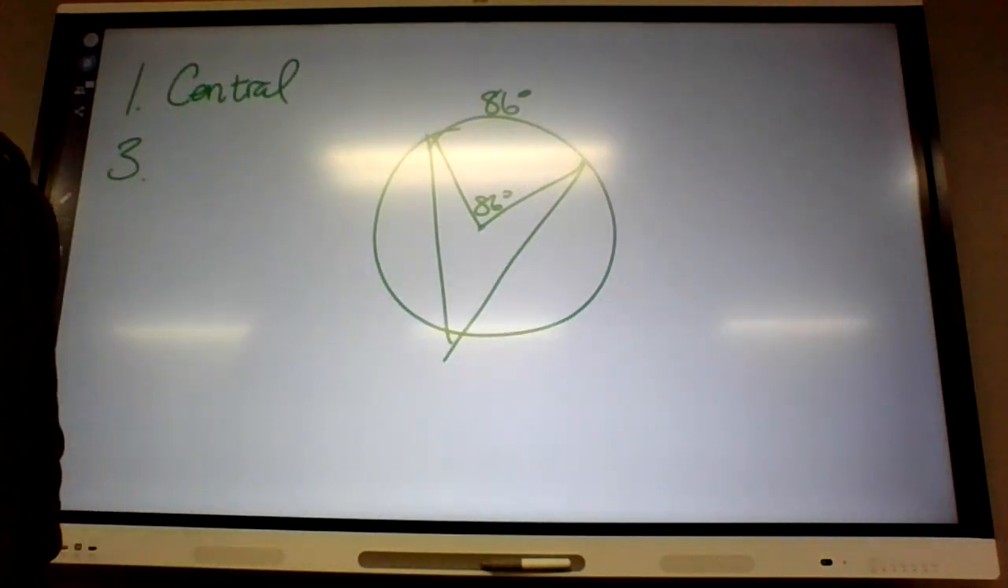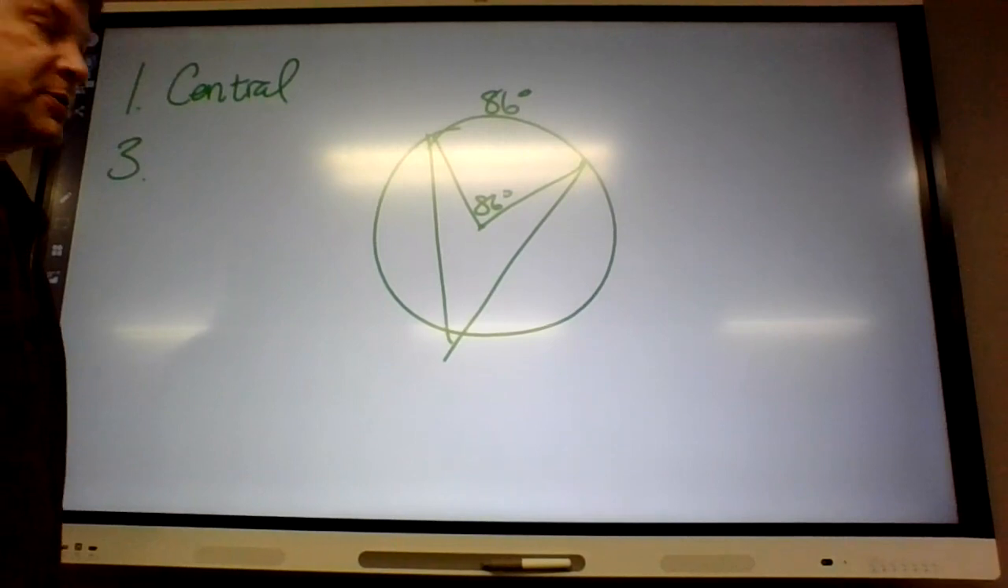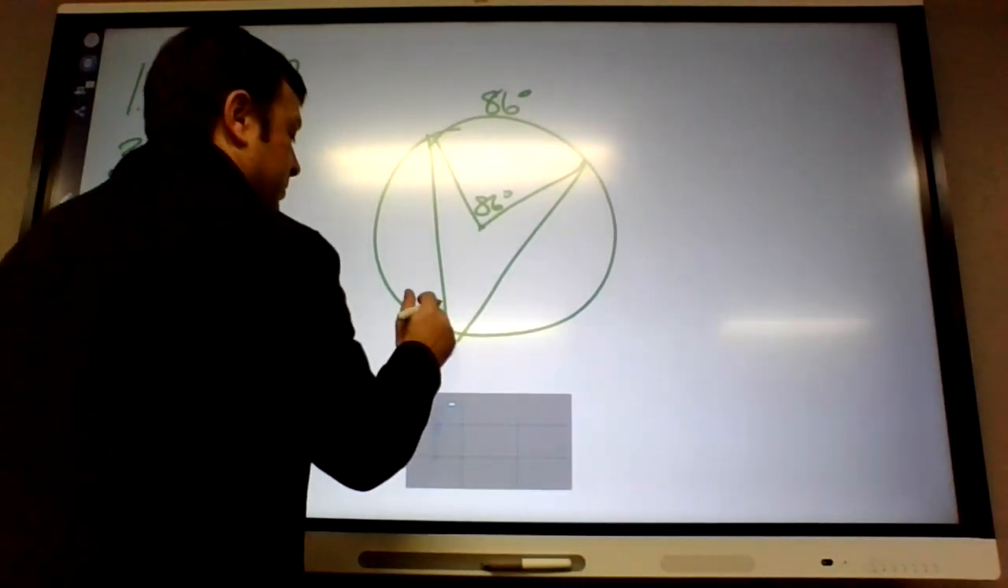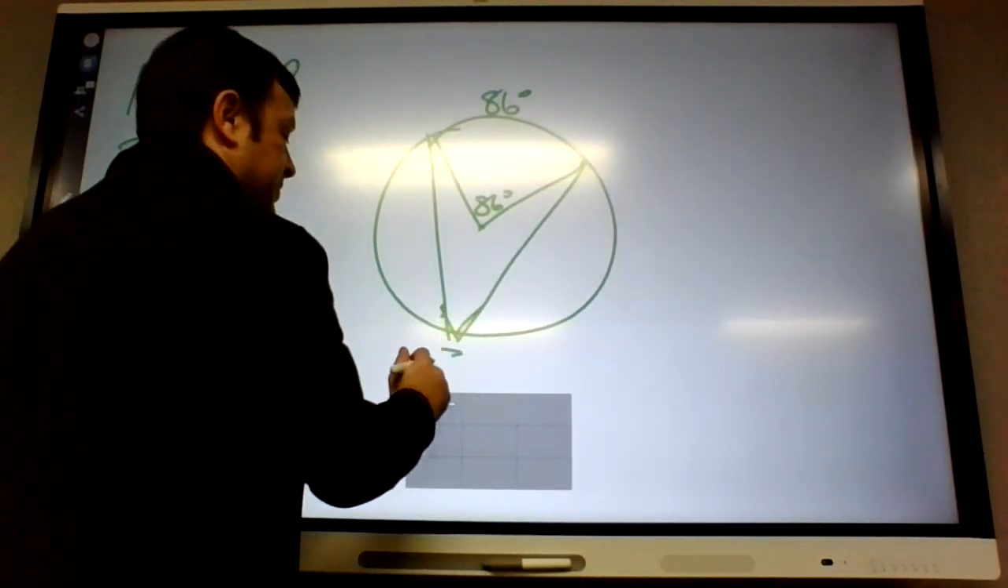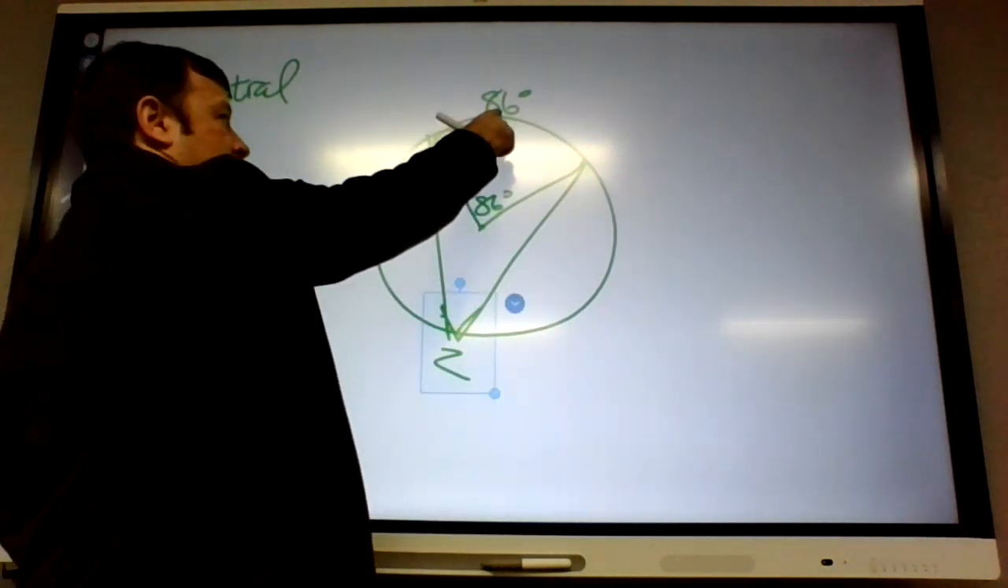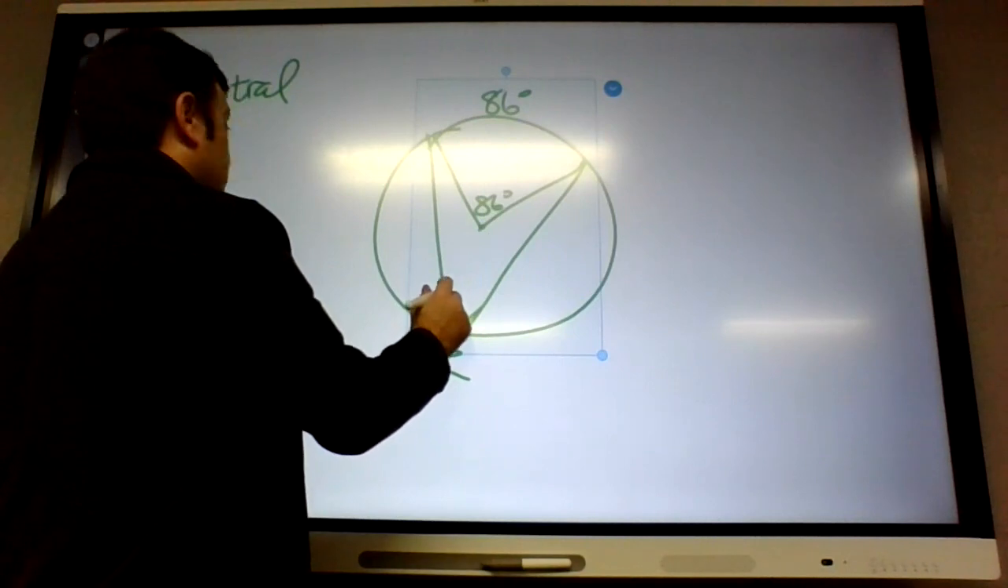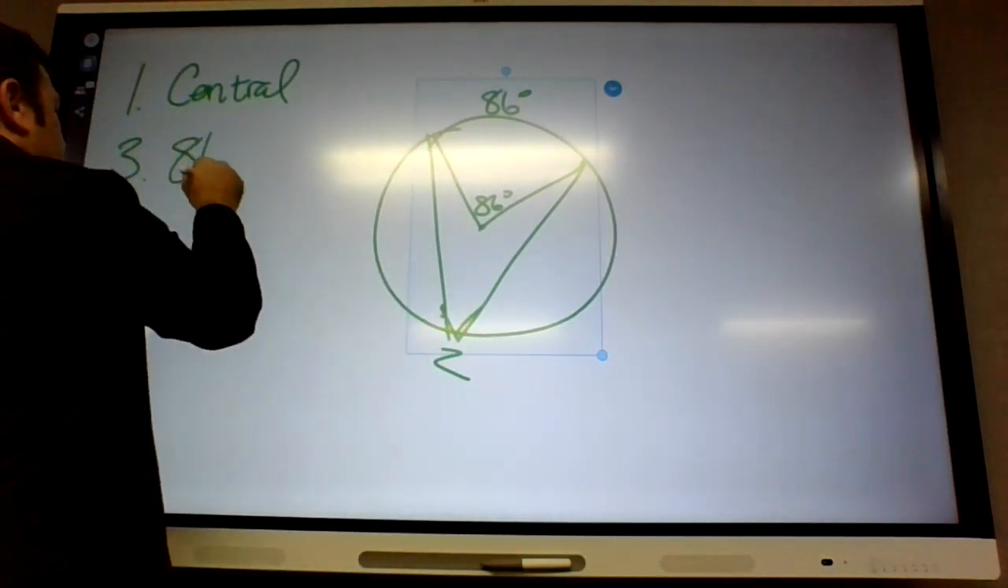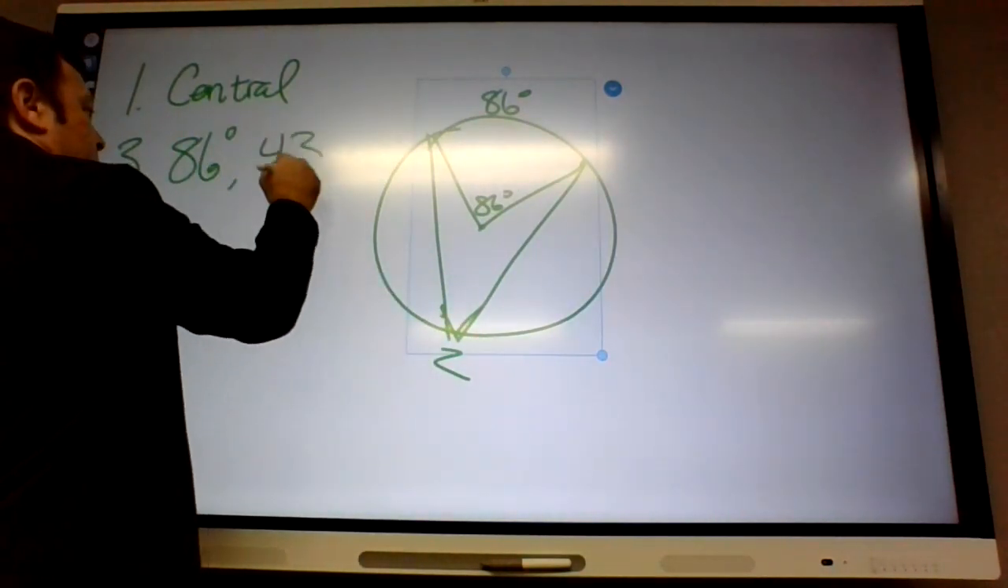Okay, but the second question on the same problem says find the measurement of angle Z down here in this corner. So what kind of angle is angle Z? An inscribed angle. So what's its relationship to the arc? It's half. So it's going to be 43.